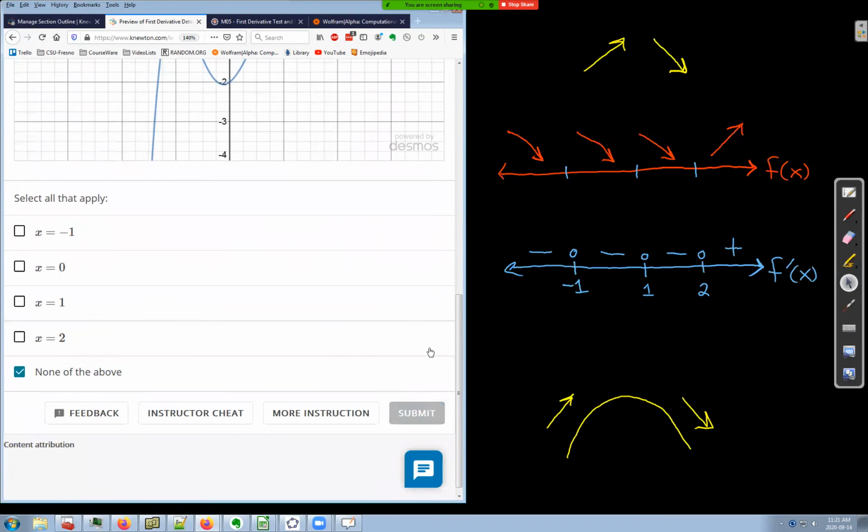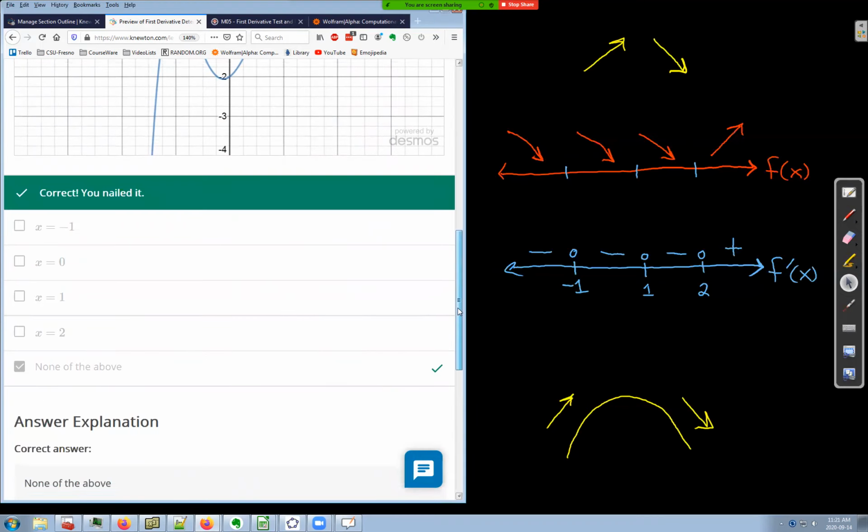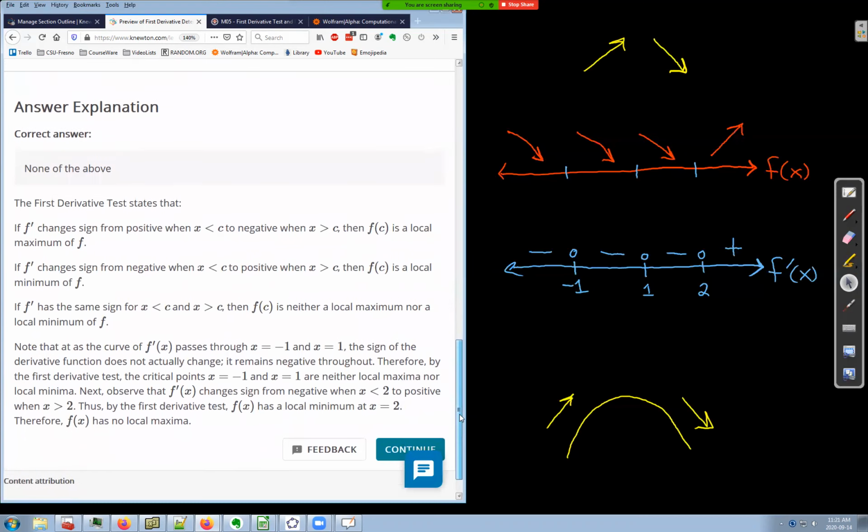So let's check that. And yeah, that's right, none of the above. Well, it goes through an explanation there, and you can read it if you want. But I like our explanation here, that a local maximum is going to occur when the function is increasing and then changes to decreasing. And we analyzed our function and found that that never happens.